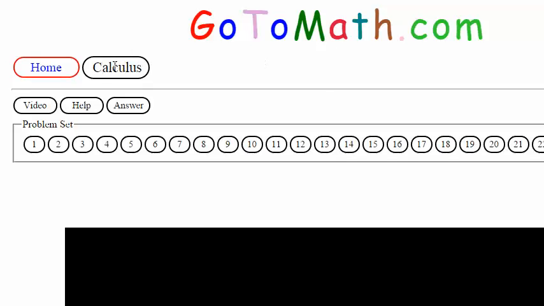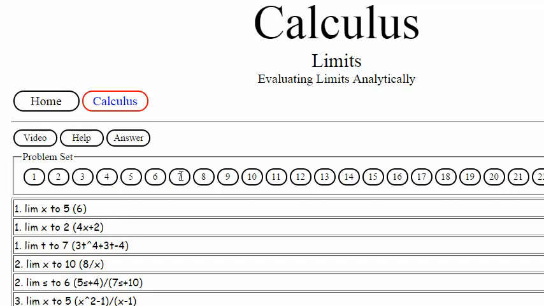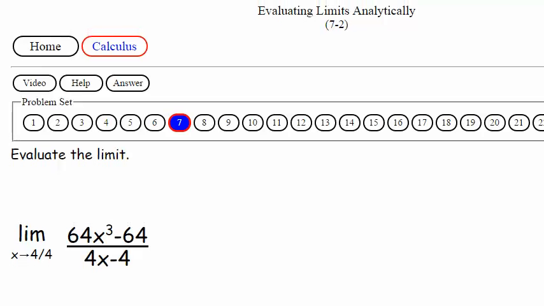We're at gotomath.com looking at some calculus, and we're evaluating limits numerically, and we're in this section here, and that's the problem we need to get to come up. Alright, taking a look at this. Okay, we've got the limit as x approaches 4 over 4, and I know that looks crazy, but just go ahead and reduce that down to 1 if you would. Alright, we have 64x cubed minus 64 over 4x minus 4. So let's move over to the whiteboard and work this thing out.